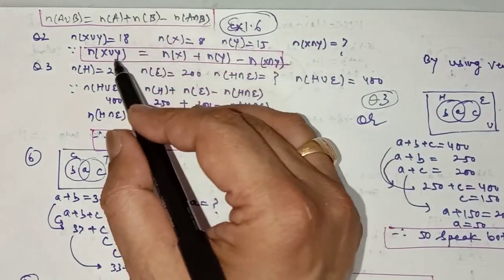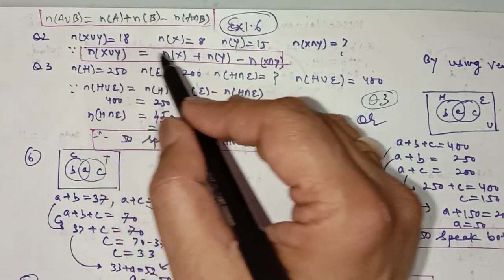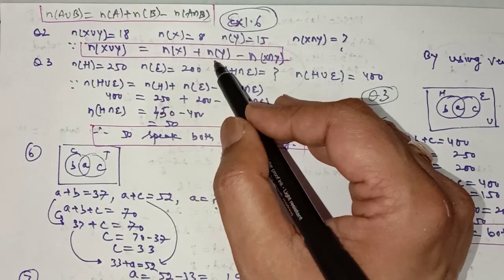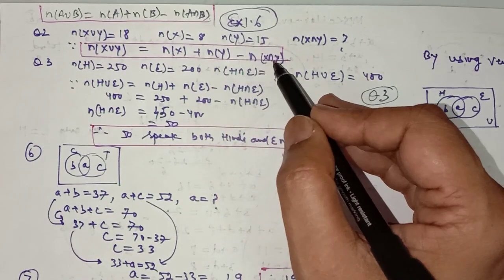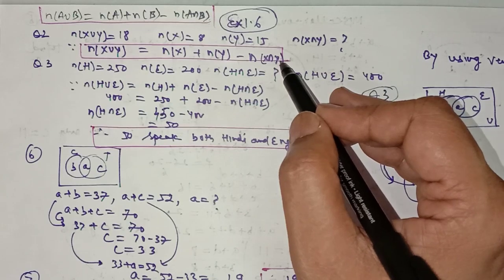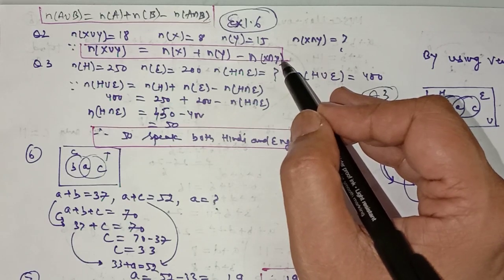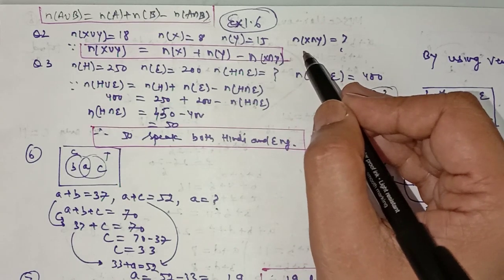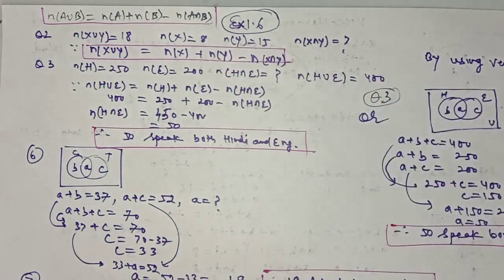So you use this formula. Cardinal number of x union y is equal to cardinal number of x plus cardinal number of y minus cardinal number of x intersection y. Replace these values in the formula, you will get the x intersection y. In question number 3, it is a word problem.